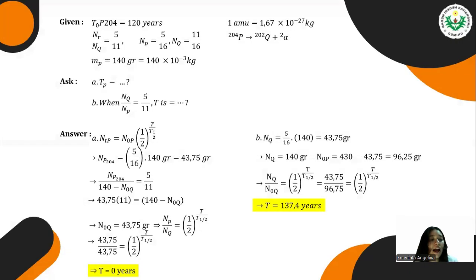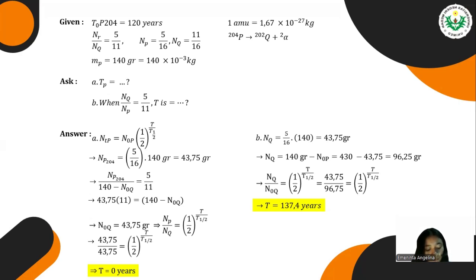First of all, we would like to write the given as an answer from the question. The problem above shows that the t-half of P204 is 120 years and the ratio of nuclei NP over NQ is 5 over 11. We can make NP equal to 5 over 16 and NQ equal to 11 over 16.